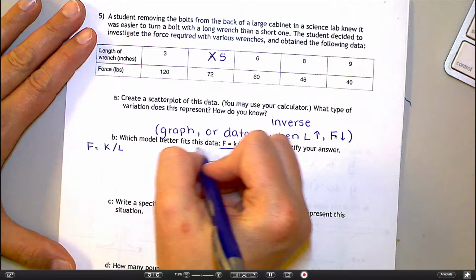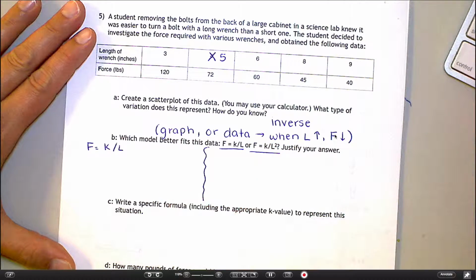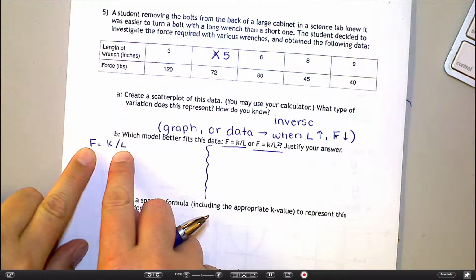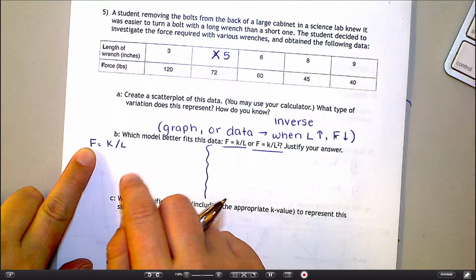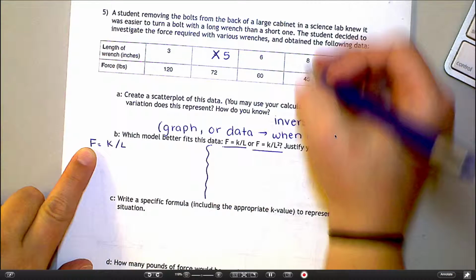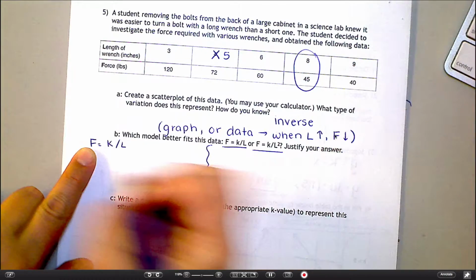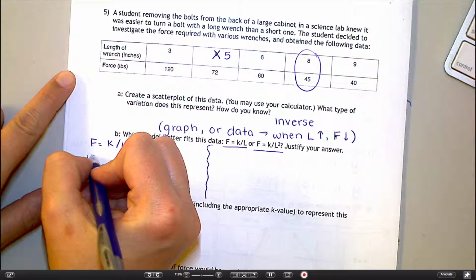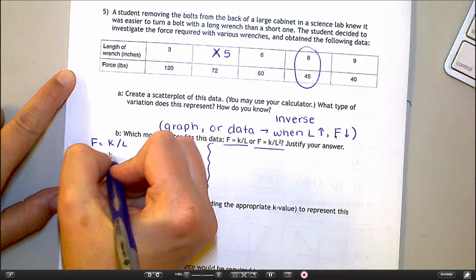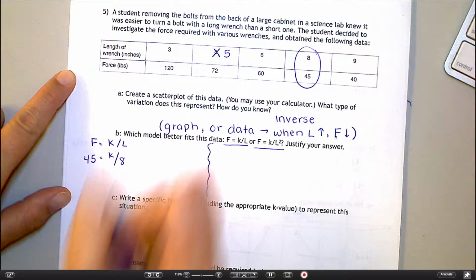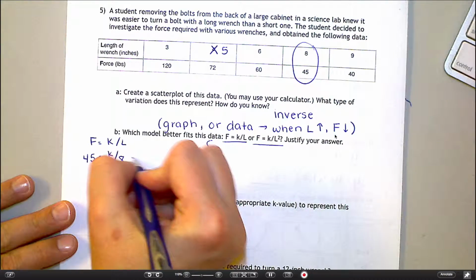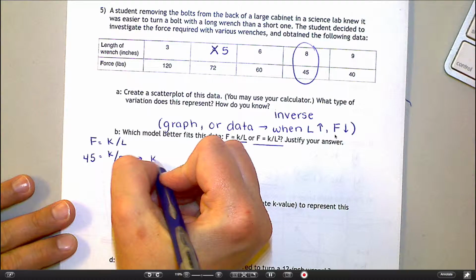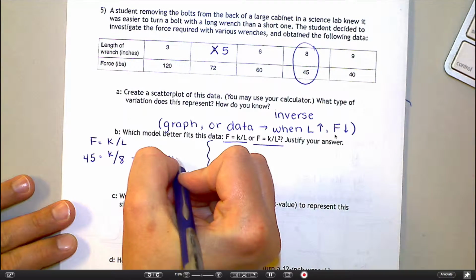I'm going to start with this equation here. What I would do is pick a data point to plug in for F and for L. So let's just go with, I don't know, 8 and 45. I'm going to plug in 45 for force, and 8 for length, and then solve for my k value. So I would multiply by 8 on both sides, and I get that k is equal to 360.